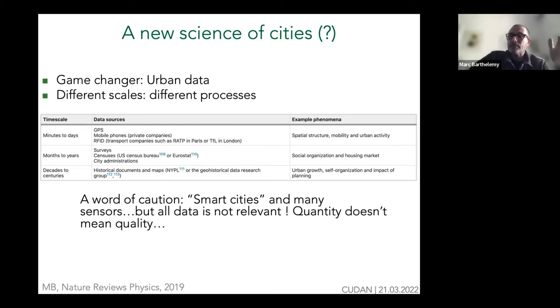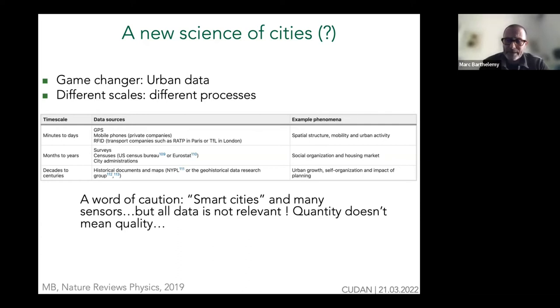If you have a model, you can now test it against data. And I think that's a very important point. So you have a lot of data. Not all data is relevant. So it's not because you have a huge amount of data that it will be useful. For example, in so-called smart cities, you are measuring everything, but basically not everything is useful. So in any case, we have some interesting data about cities, and this wasn't the case 30 years ago.